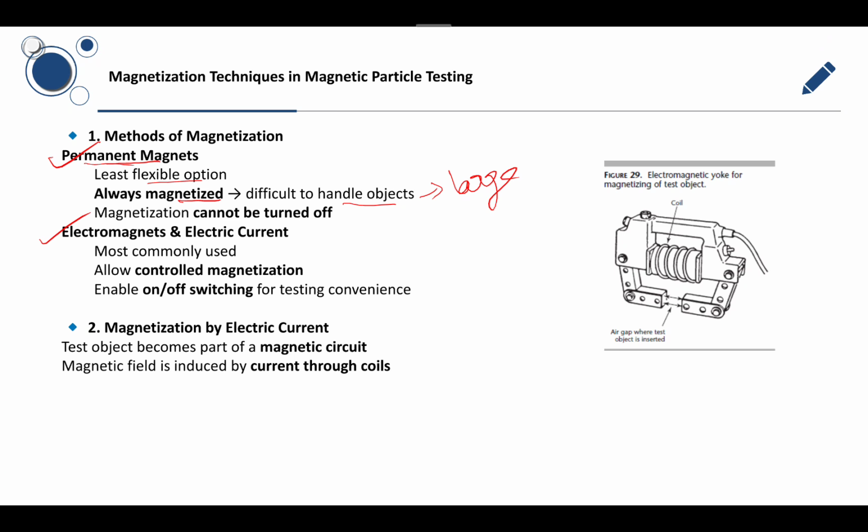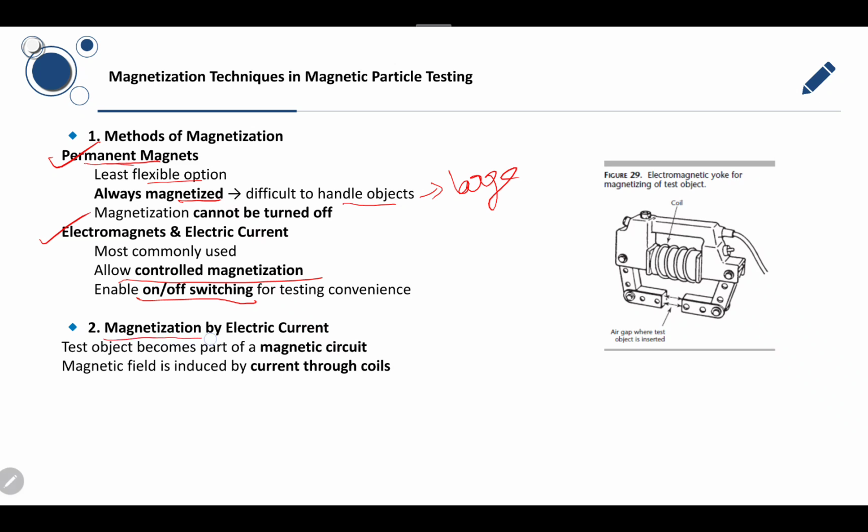The next one is electromagnets and electric current. These are most commonly used in magnetic particle testing. They offer controlled magnetization, allowing us to adjust the field strength as needed. The key advantage is the ability to enable on-off switching for testing convenience. This allows for a more controlled inspection process.